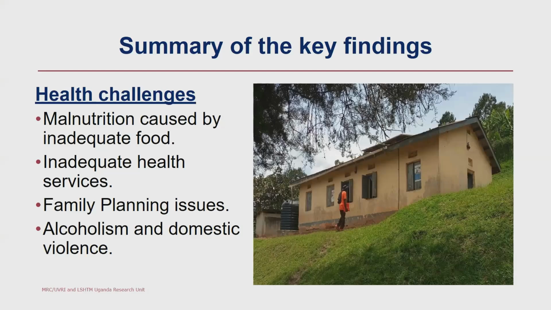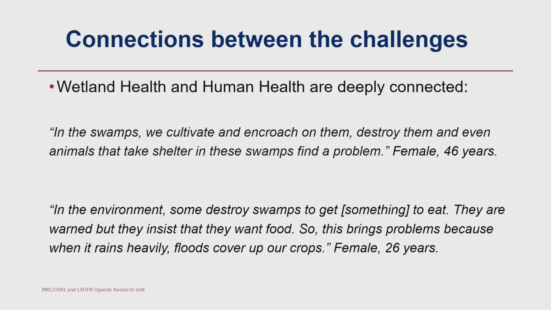They also talked about health challenges related to malnutrition caused by inadequate food, inadequate health services, family planning issues, alcoholism, and domestic violence. And in the photo here, this is one of the community health centers that serves more than 13 villages in one of the communities where this research took place.